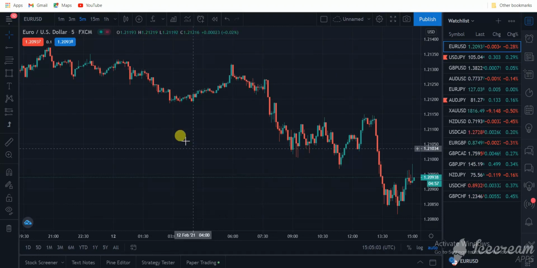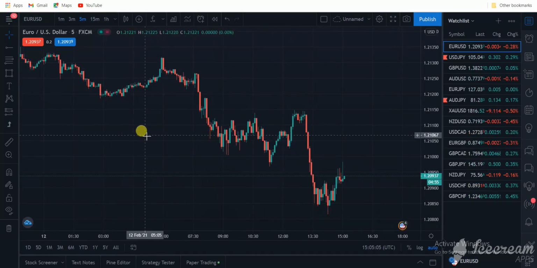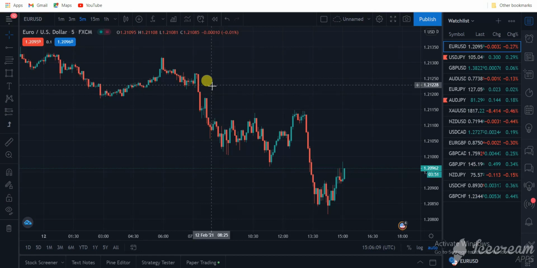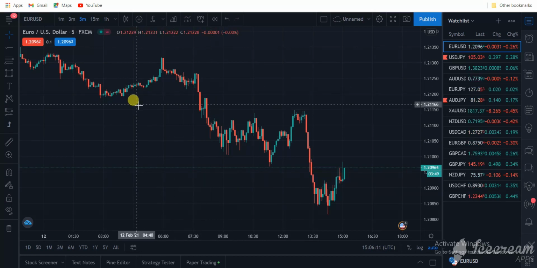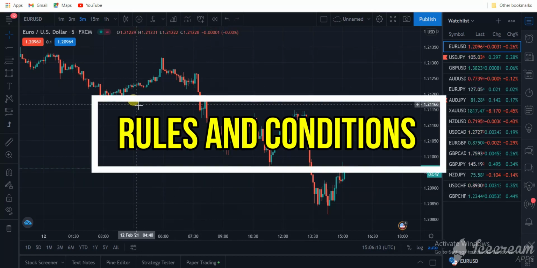So guys, first and foremost, this is a pure price action forex trading strategy that I'll be showing you guys. It's really easy to understand. If you get to understand it, it's really easy. Alright guys, so first let's go over the rules and conditions of this trading strategy.